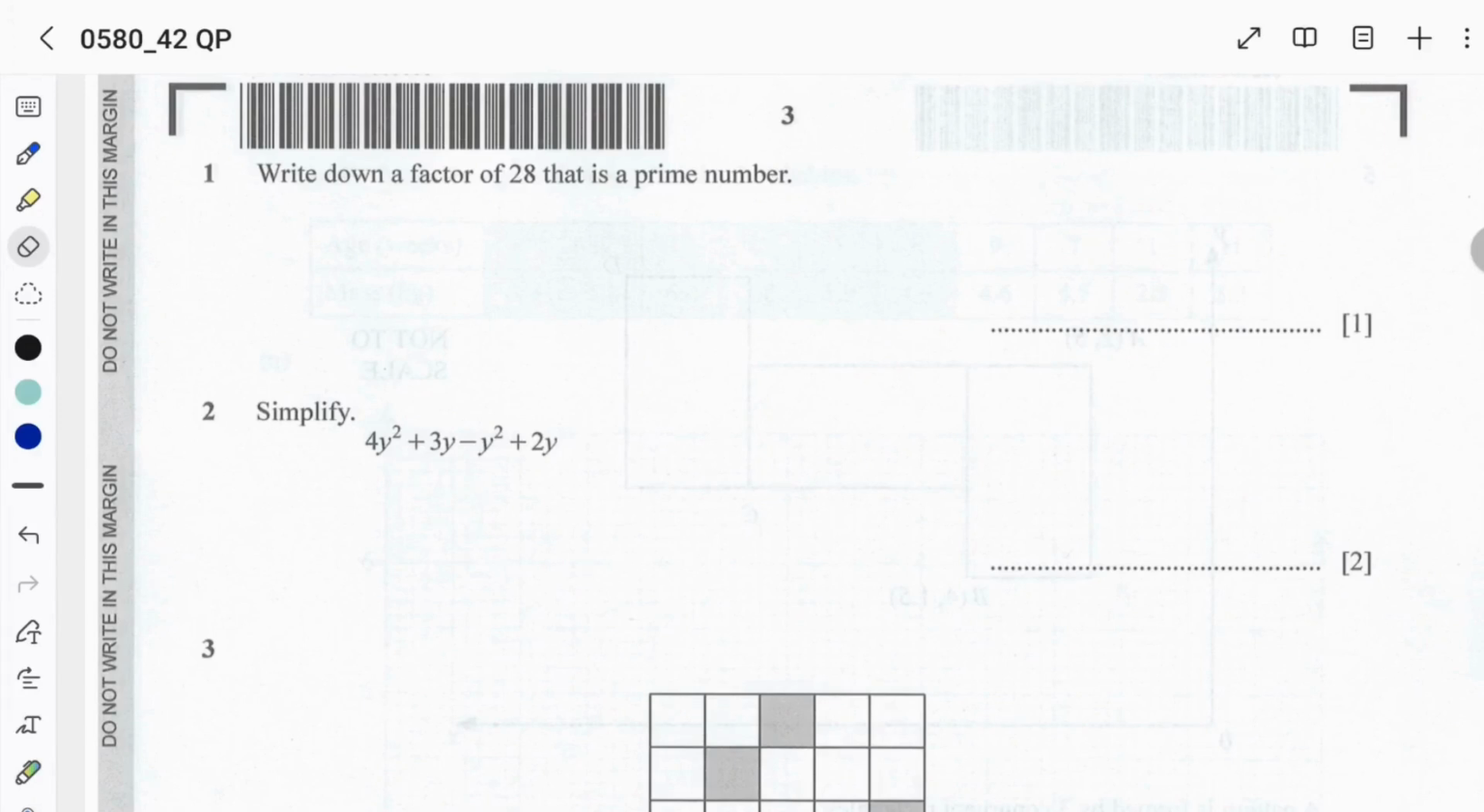Write down a factor of 28 that is a prime number. 28 comes in the times table of 2, 4, 7 and itself 28 and 1 also. So it's 1, 2, 4, 7 and 28. From there, 2 and 7 are the only prime numbers. In the question it says write down a factor, so either you write down 2 or 7, any number.